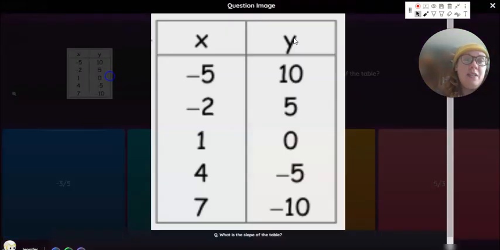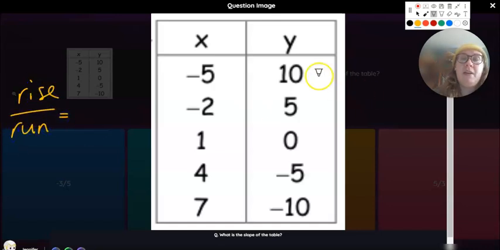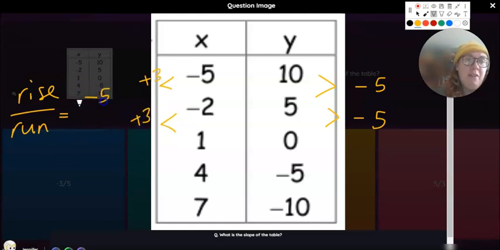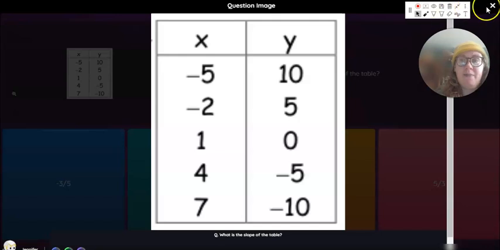Question 20 says, what is the slope here? Just reviewing some things from last week. Rise over run, right? Our change in y divided by our change in x. So these are going down 5 each time, as our x is going up 3. So we have negative 5 over 3. Beautiful. Change in y over change in x.